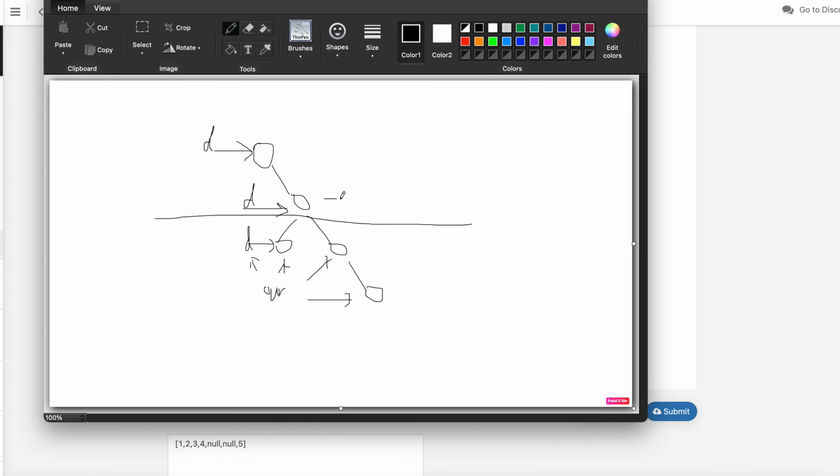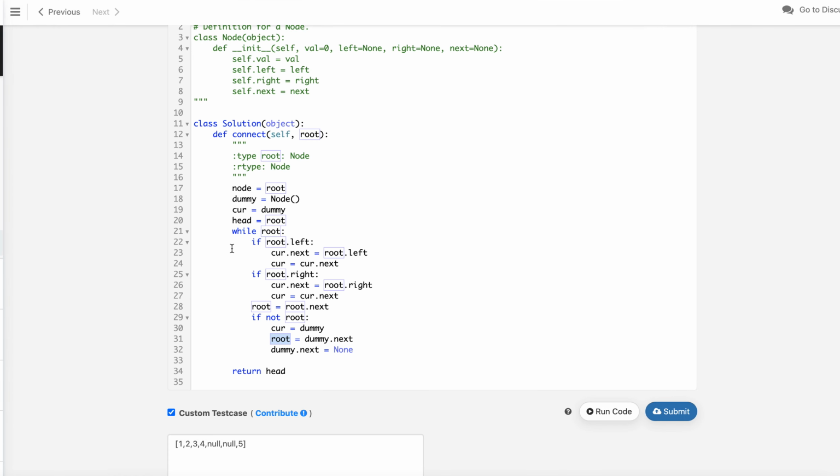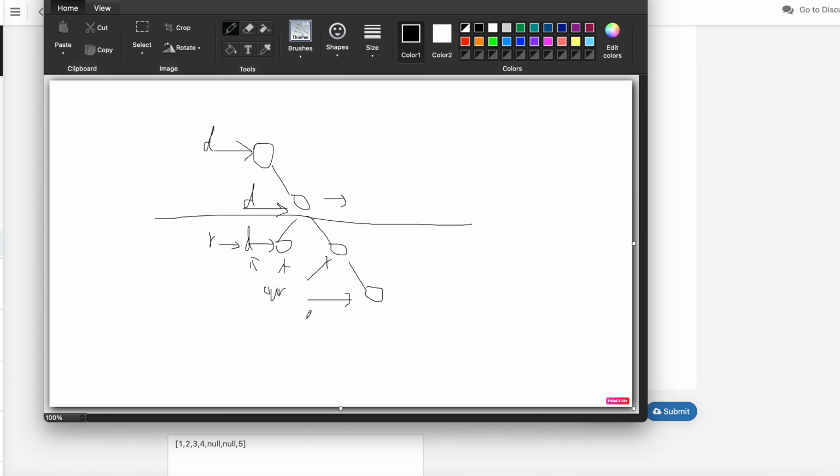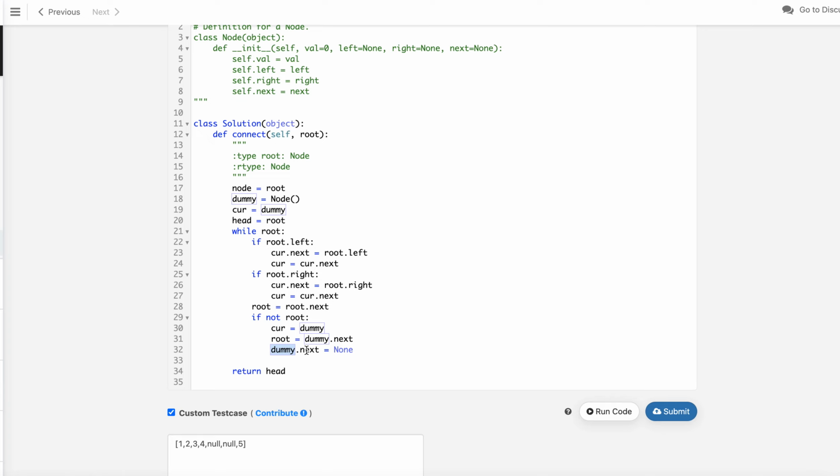So the root next is null, right? So we have to make the root point to here. Yeah, that is here. And we will move next to this, and make sure of this one, which is very important. We have to make sure the dummy next is done. So that means in the next loop, we make sure the loop terminates. So the next is none. That means the next root is none if this is the last row.